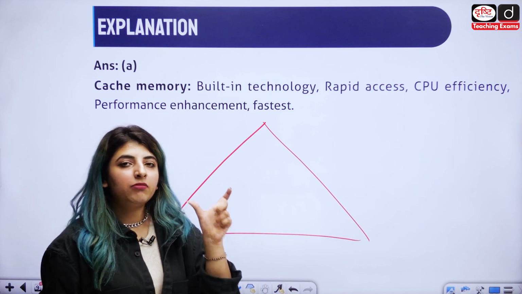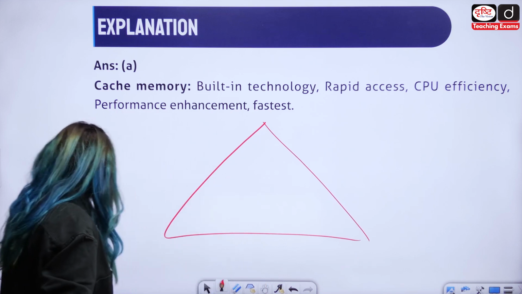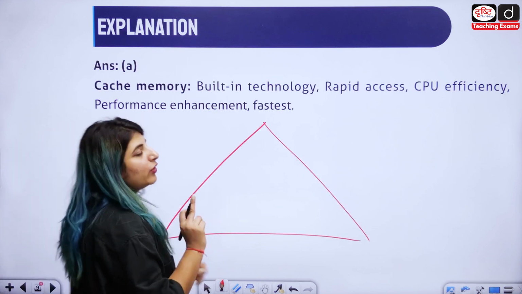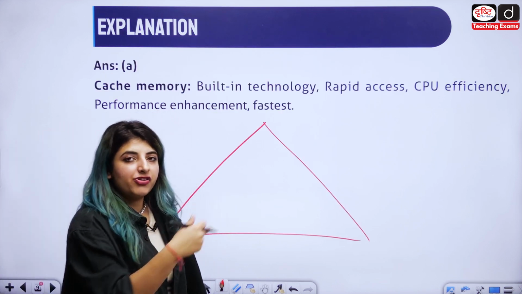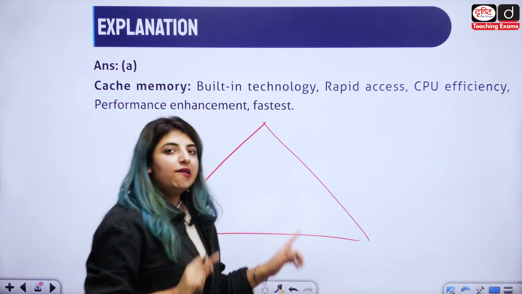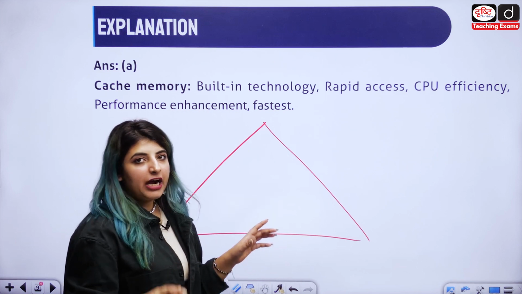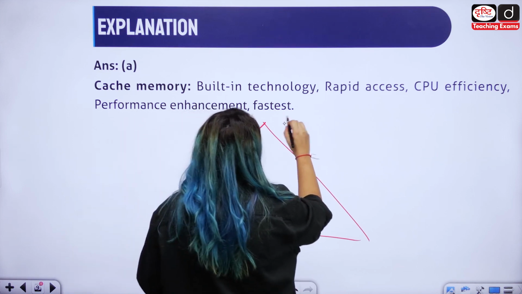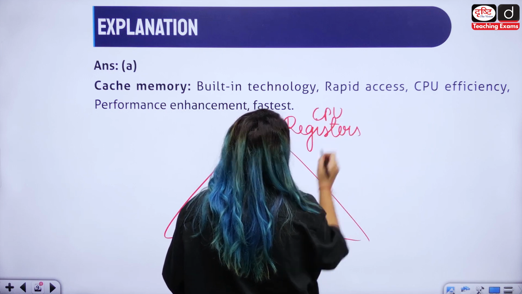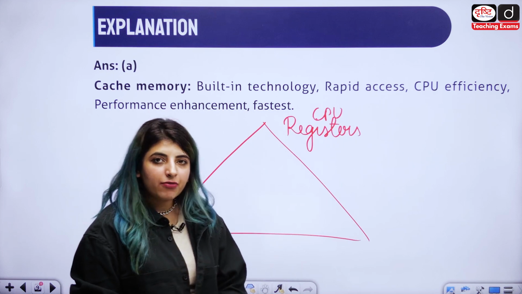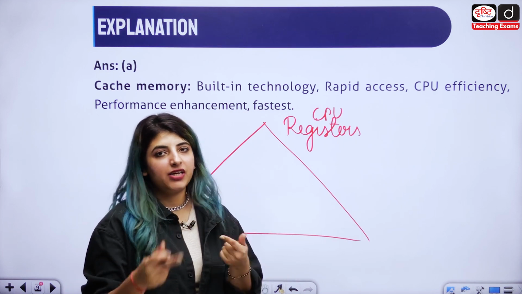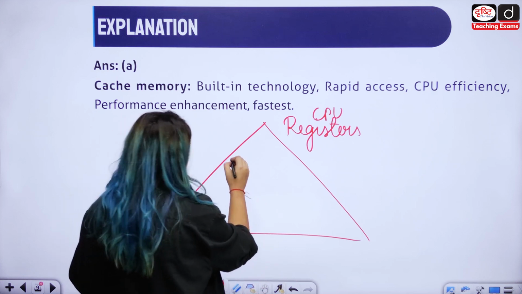So if we are talking about the fastest unit, here we were not provided with the option of CPU registers. But if we would have been provided with the option of CPU registers, then our answer would have been CPU registers. You need to learn the memory hierarchy in a computer. First of all, which is the fastest? It is the CPU registers, which are the fastest unit of memory in a computer. They have the fastest access time to send and receive data and instructions as well.